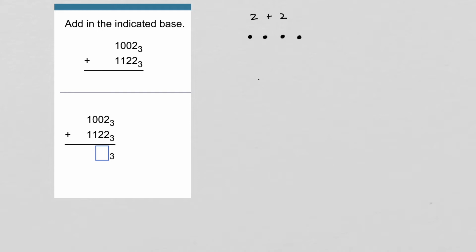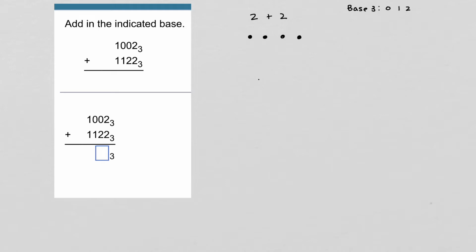but that's a base 10 number, and we're working in base 3. We don't have any 4s in base 3. In base 3, the only digits we can have are 0, 1, and 2. So how do we make this work out?